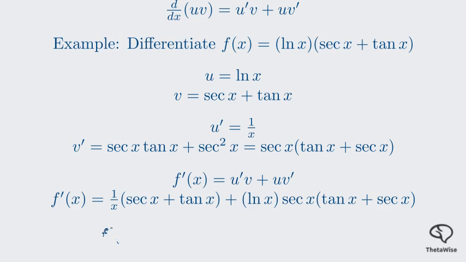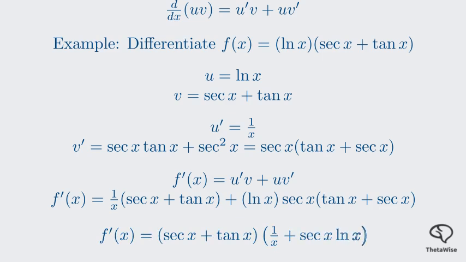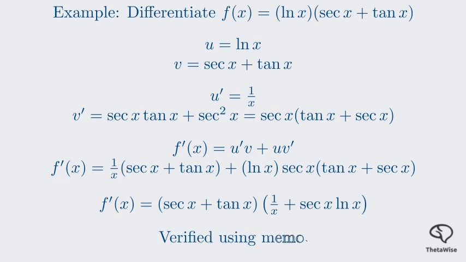We can see that secant x plus tangent x is a common factor, so we can factor it out to simplify our answer. The result is secant x plus tangent x, all times the quantity 1 over x plus ln x times secant. We have successfully applied the product rule to solve this problem. Take a moment to see how each part, u, v, u prime, and v prime, fit together into the final answer.